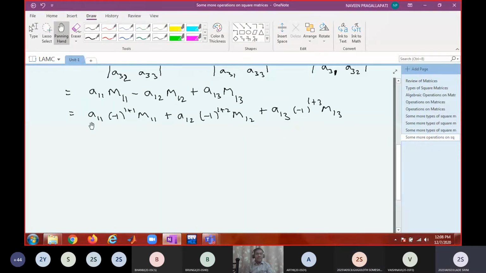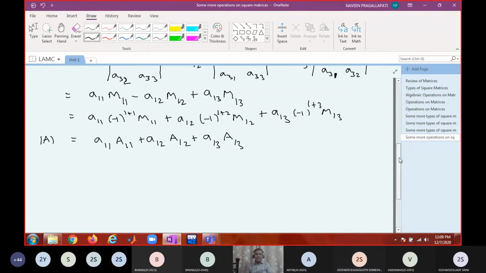Cofactor. Cofactor of A11, cofactor of A12, cofactor of A13. So what is the notation for cofactor? Capital A11 plus A12 into capital A12, plus A13 into capital A13. Is that okay?